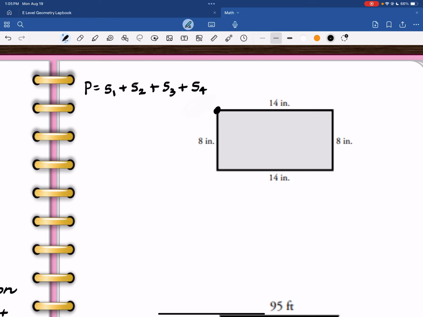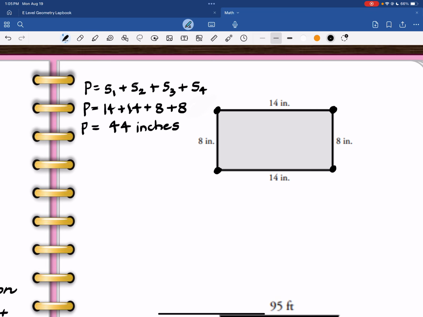I like to see the points. So I have a 14 and a 14, and then I have an 8 and an 8. So I have 14 and 14, that's 28, plus 8 would be 36, plus another 8 would be 44, I believe. I cannot do math in my head very well.